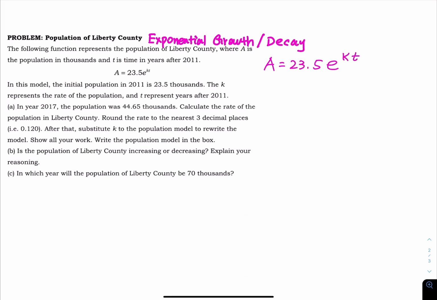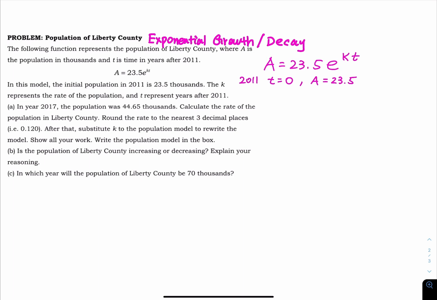Okay, let's use the givens to find k. In this model, the initial population in 2011 is 23.5 thousand, k is the rate, and t is the time. What they are saying is don't plug in t equals 2011. The initial year, 2011, is when t equals 0, and at that time the population is 23.5. In fact, you don't even need to know the rate k. Once you plug in t equals 0, e to the 0 power is 1, and the population is 23.5 thousand.